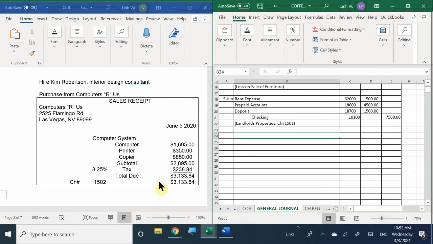Excellent. So yes, in this specific case, since we went to the store and purchased these items, we went to Computers R Us and got the store receipt.